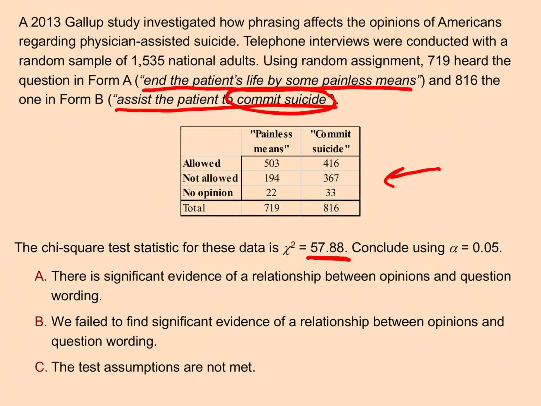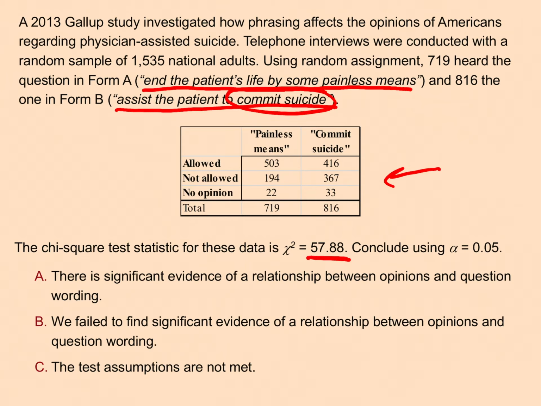We're going to conclude here at an alpha of 0.05, and I can already tell you this is going to be significant. So the question is, which of these three options are we going to go with in terms of our results? A, there is significant evidence of a relationship between opinions and question wording. B, we failed to find significant evidence of a relationship between opinions and question wording. Or C, the test assumptions are not met. Well, again, with a large chi-square like that, A is the correct one here. Okay, the p-value is going to be really, really small and highly significant, very highly significant, actually. So we're going to reject our null hypothesis of no relationship between the way the question is phrased and the opinions expressed.